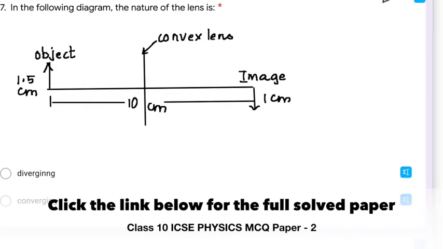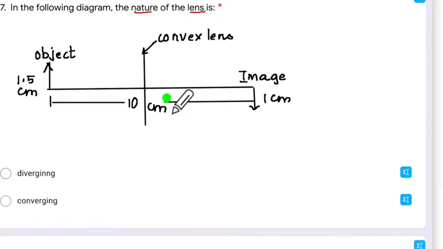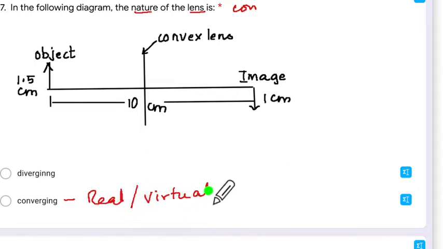So the correct option is refraction. Question number 7. In the following diagram, the nature of the lens is. Now, nature of the lens means, is it converging? Oh, here it is, converging, diverging. Now, will it be diverging or converging? If it is converging, a convex lens forms a real image as well as a virtual image. And diverging, the spelling is wrong here. The diverging lens will form always a virtual image.